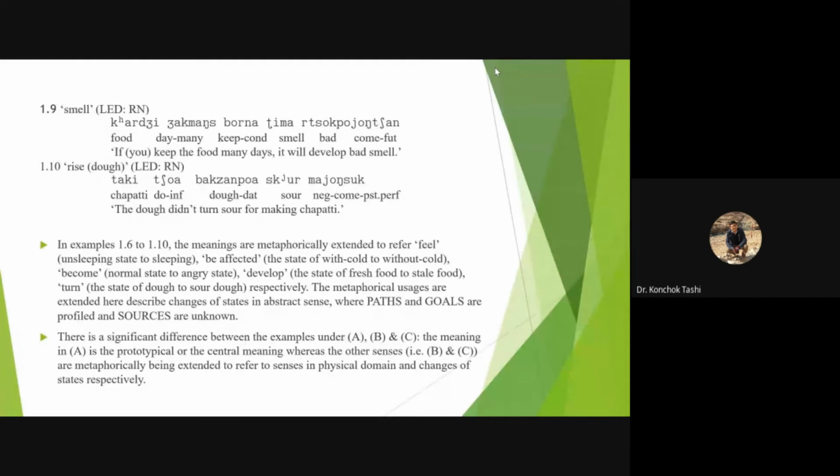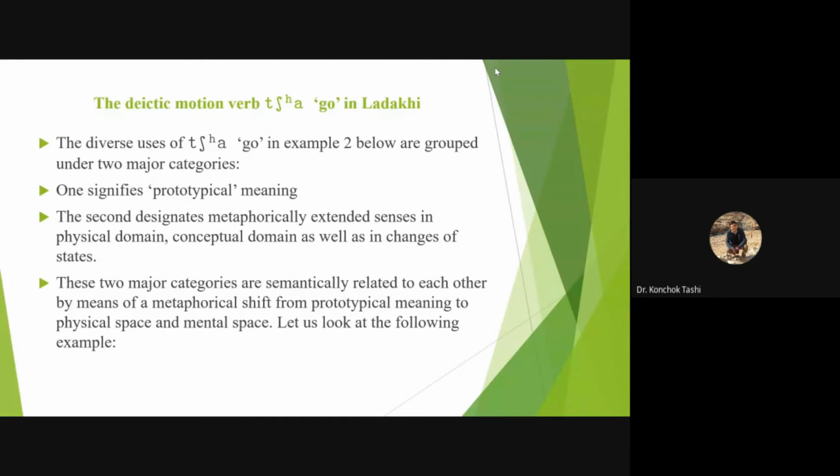There is, therefore, a significant difference between the examples under A, B, and C stated above. The meaning in A is the prototypical meaning, the central meaning, whereas the other senses B and C are metaphorically extended to refer to the senses in the physical domain and changes of state respectively.